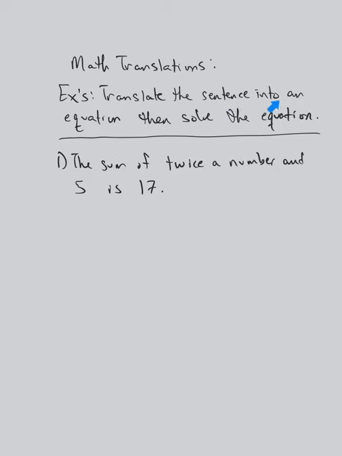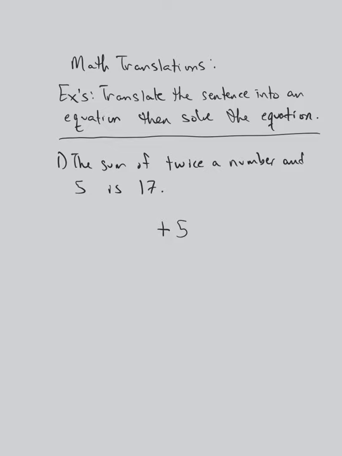We'll translate the sentence into an equation. That's the part we've already done, and then we'll actually solve the equation. Okay, and so we look at this sentence right here. The sum of twice a number and 5 is 17. All right, and so you got to know these key words. Sum, that means plus. All right, so we're adding two things. And remember, the two things we're adding are separated by the and. So we have twice a number and 5. And so we're adding 5.